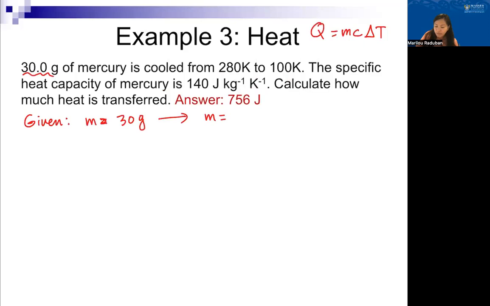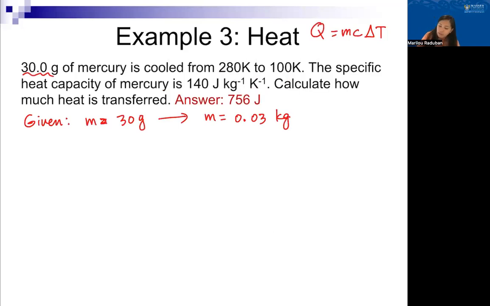30 divided by 1,000 will give you 0.03 kilograms. Okay, so there are 1,000 grams in a kilogram. So you're going from 30 grams to kilograms, so you have to divide by 1,000.